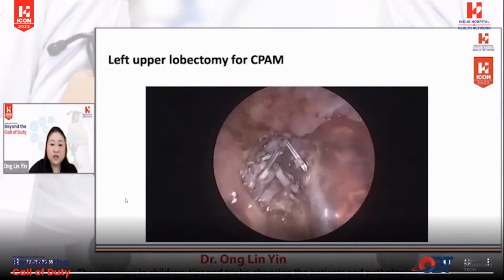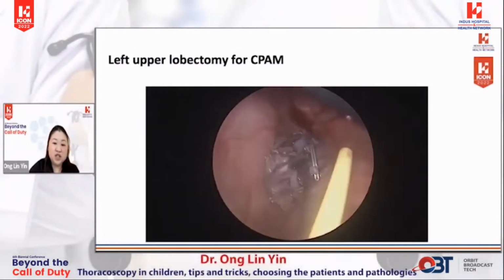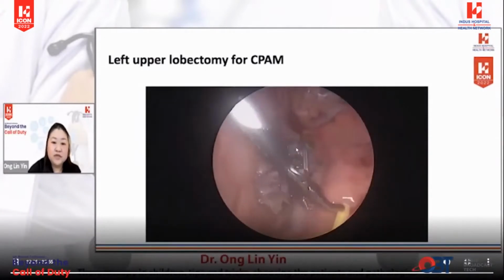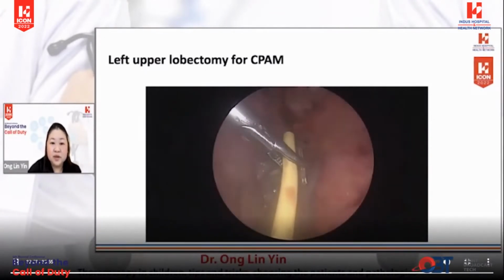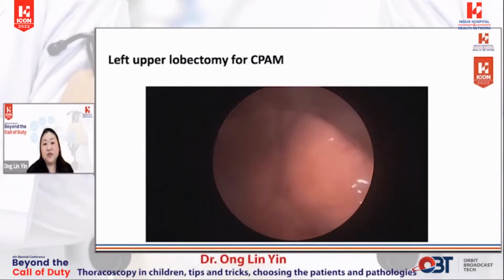The hilum is inspected for any bleeding, and there is a check for air leak. We usually use the Avicel tissue sealant over the hilar structures, and an appropriate chest tube is inserted.